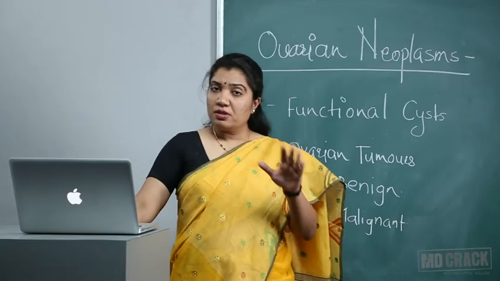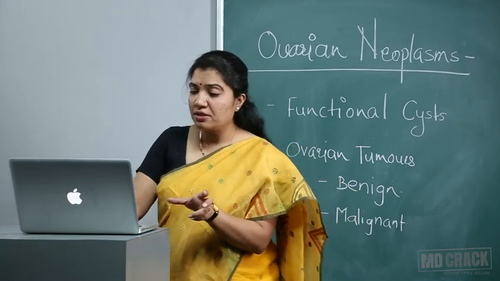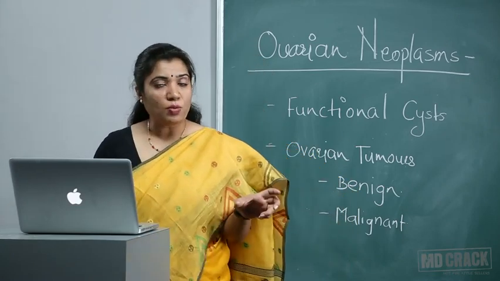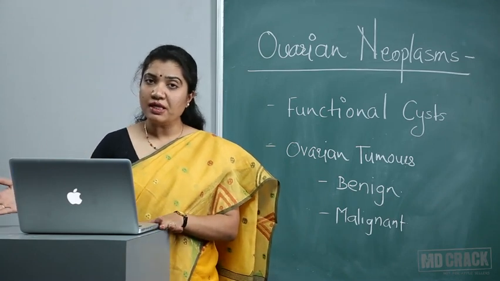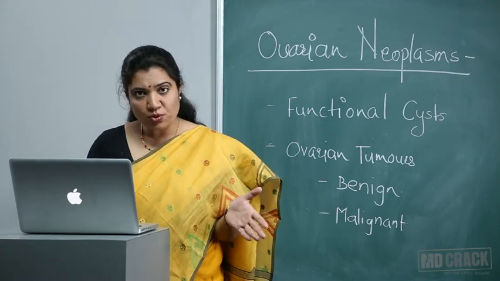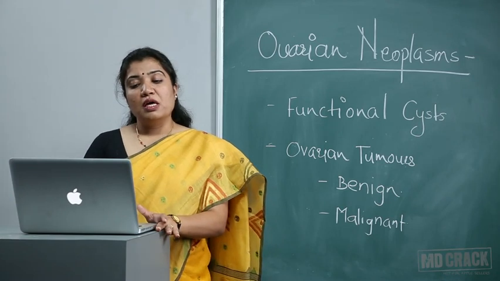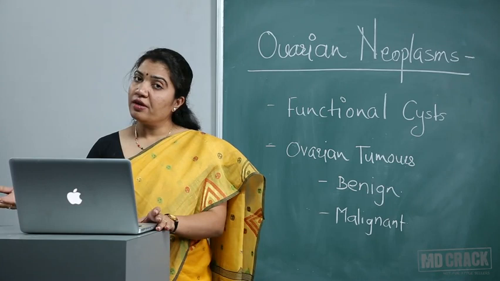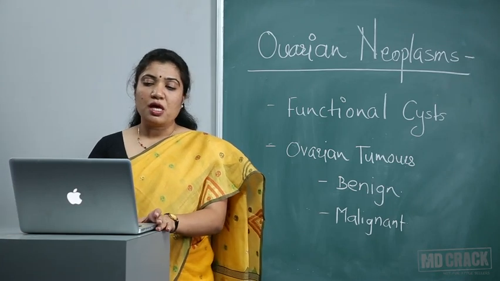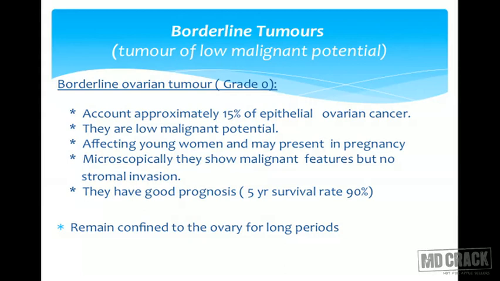Now over here, as I told you in the last slide, they can be benign and they can be malignant. So serous cystadenoma is a benign variety and serous cystadenocarcinoma is a malignant variety. Mucinous cystadenoma is benign, mucinous cystadenocarcinoma is malignant. So this is how they are of benign type, where there can be even malignant change. And what is the borderline variety? Borderline ovarian tumor is grade 0, that is the grade of histology.